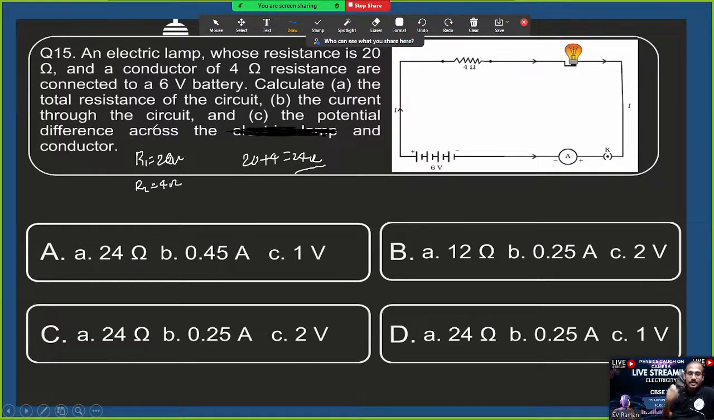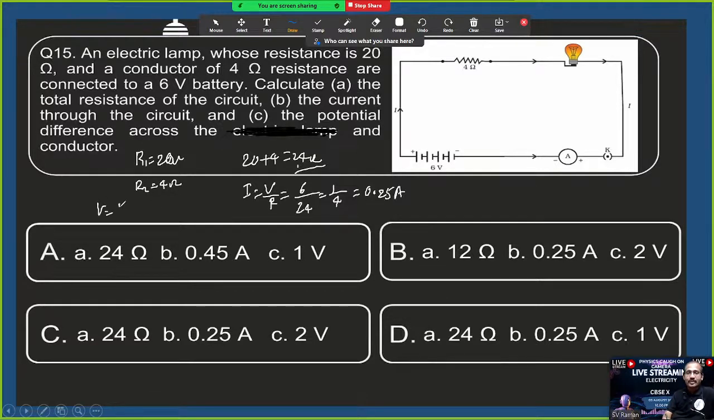Current through the circuit, second question. So I is equal to V by R, which is 6 volts by 24, which is 1 by 4, that is equal to 0.25 amperes. So 24 ohms, 0.25 amperes is the right answer, but options C and D are almost nearby.